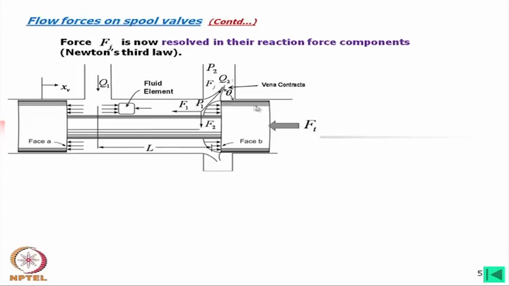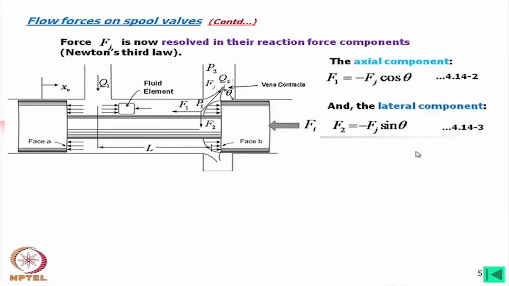Now, force Fj we will resolve into two components. One is in the direction of the axis, F1, and another is F2. The axial component F1 can be written as minus Fj cos theta. Why is it minus? If we resolve this force, it will have a component in these directions, but here we are considering the reaction due to the jet force. So, the minus sign is coming over there. So, clearly this will be Fj cos theta. Similarly, the lateral component F2 will be given by minus Fj sin theta.